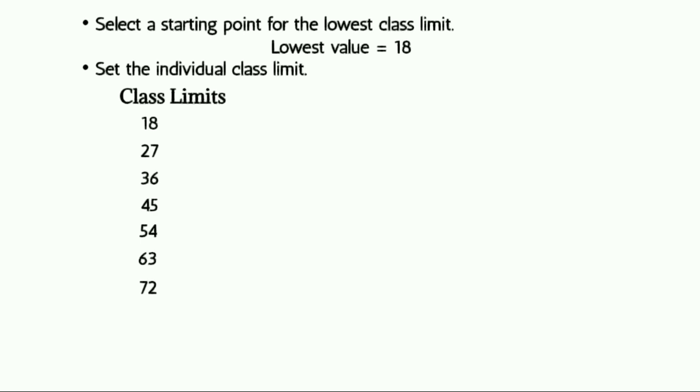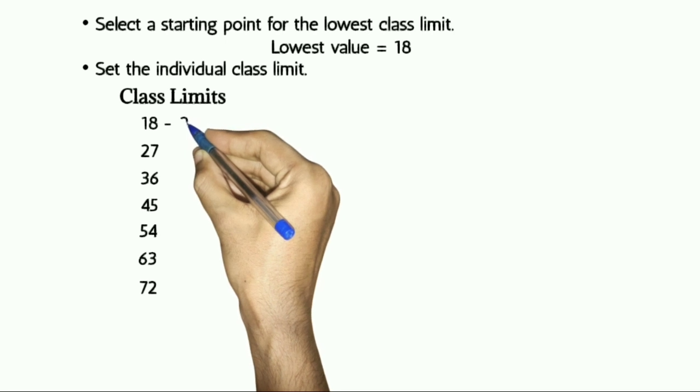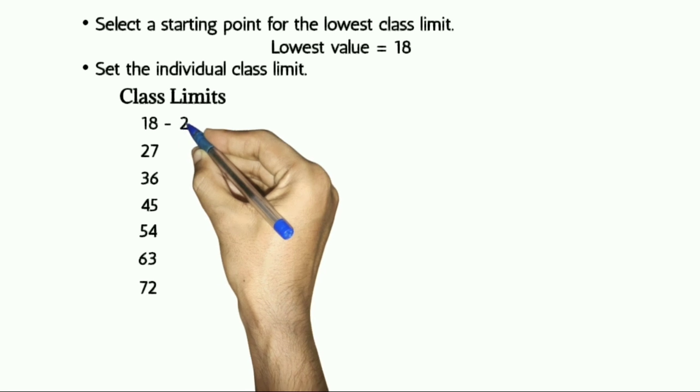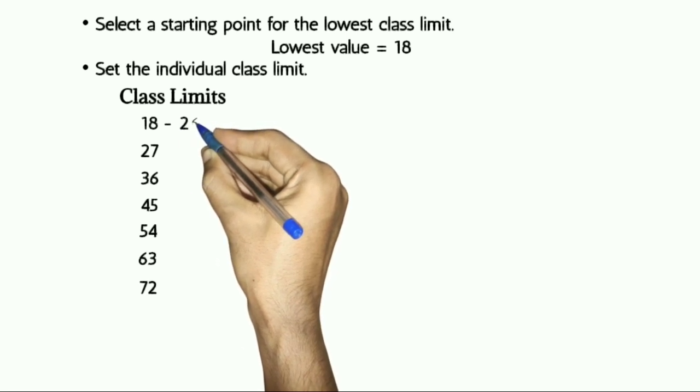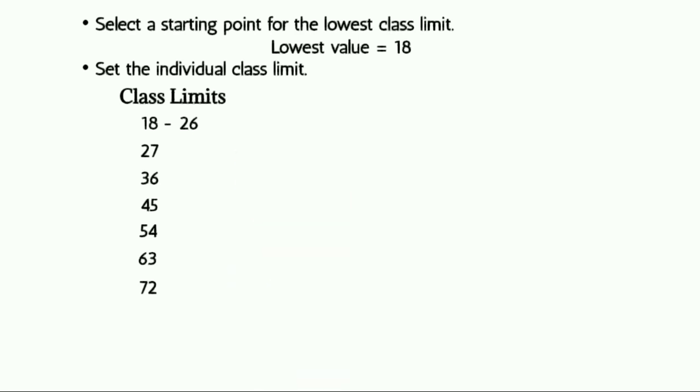After getting the lower class limit, ang susunod natin na gagawin ay yung upper class limit. Sa first row, para makuha yung upper class limit, magdededuct tayo ng isa sa lower class limit ng second row. So 27 minus 1, that is equal to 26. So the upper class limit ng first row ay 26.